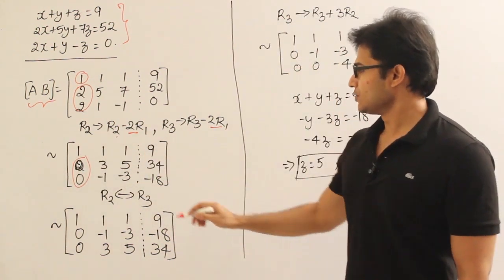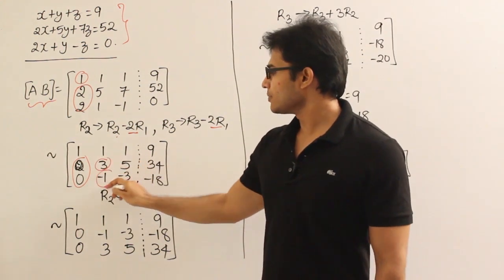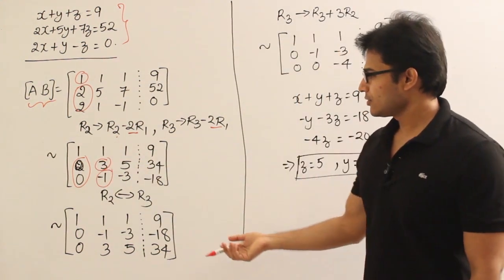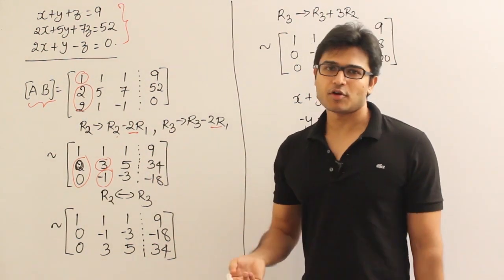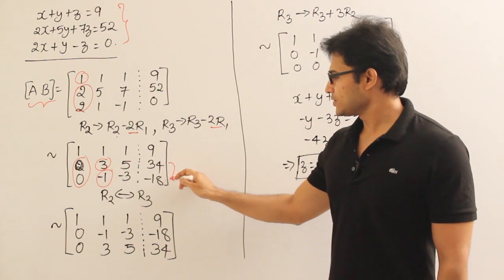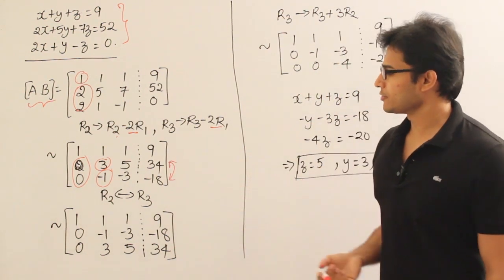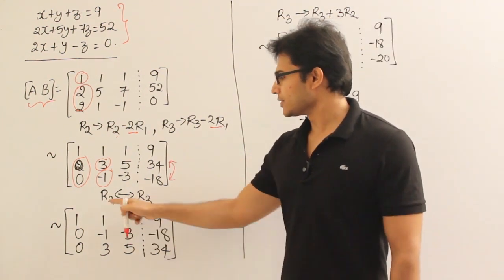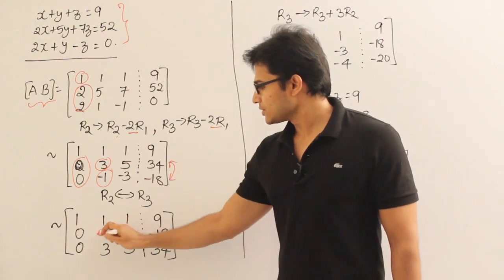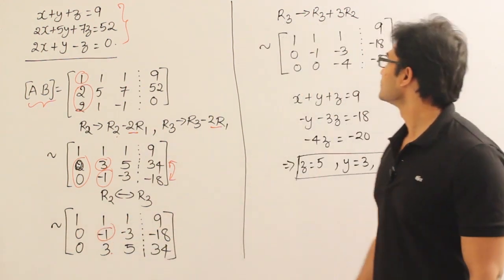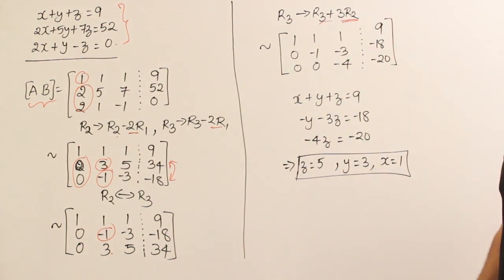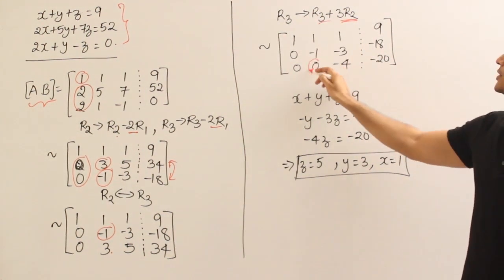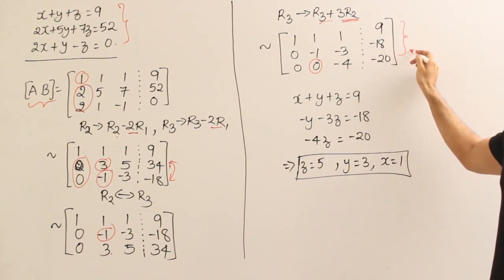And next step is using this element, I want to make all the elements below it to be 0, but using 3 it doesn't look good, and also it takes a lot of computations. So for that reason I will exchange these two rows and then I will continue. So I exchange these two here and I got this, and using this I will make this one 0. So for that reason I multiplied R2 with 3 and added to R3. So I got 0 here. Now finally this is in echelon form.